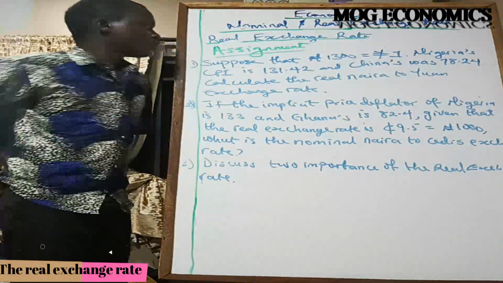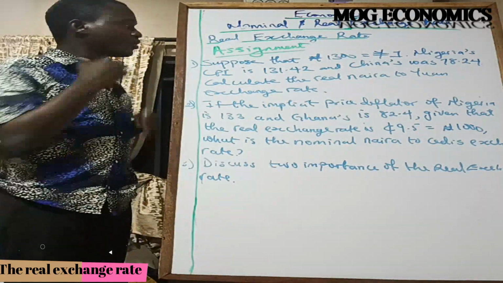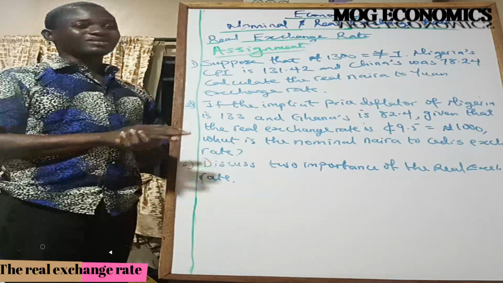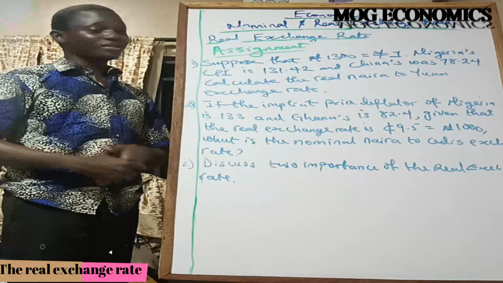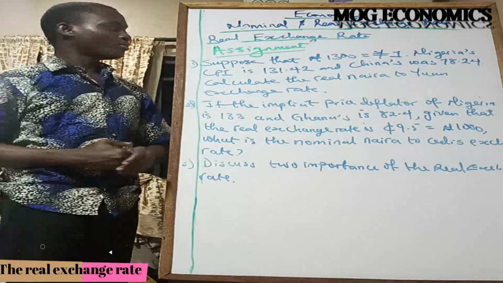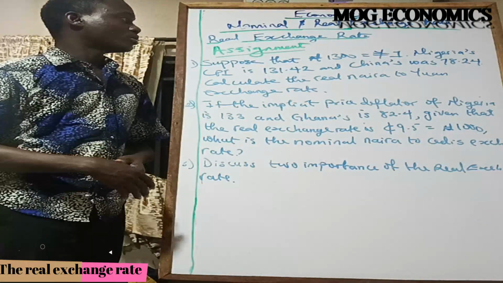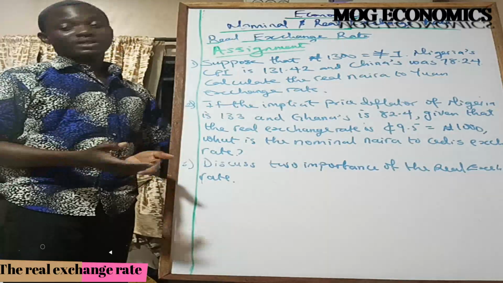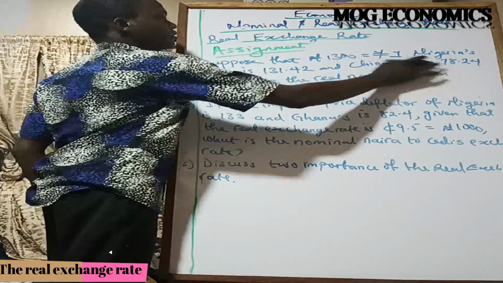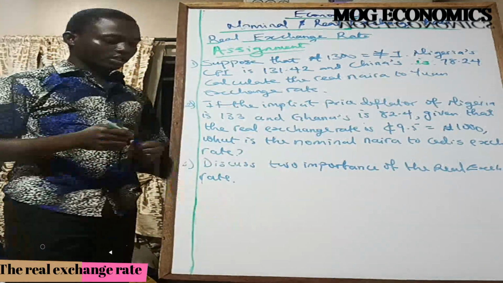I promise. So the assignment says, question one: suppose that 1,300 naira equals 1 yuan, the currency spent in China. I'm not actually very sure if that symbol is correct. I hope it is, and if it isn't, please forgive me. Nigeria's CPI is 131.42, and China's CPI is 78.24. Calculate the real naira to yuan exchange rate.